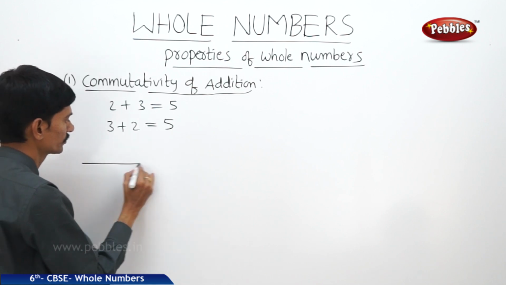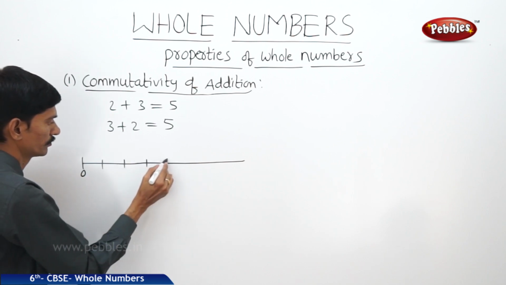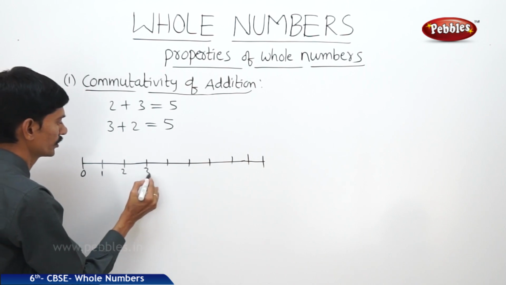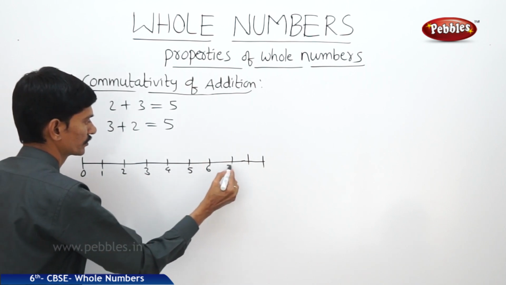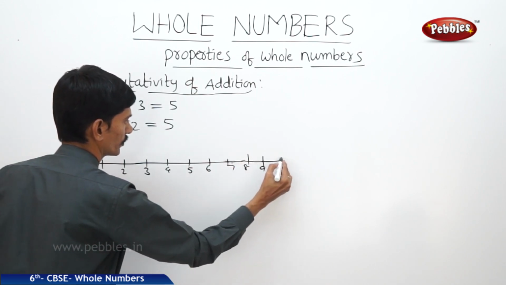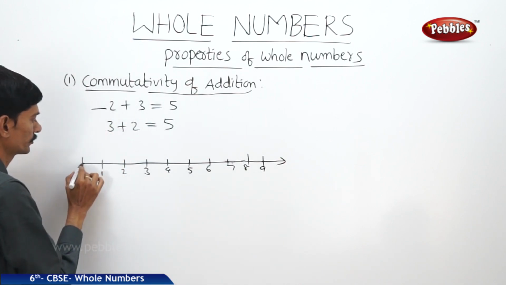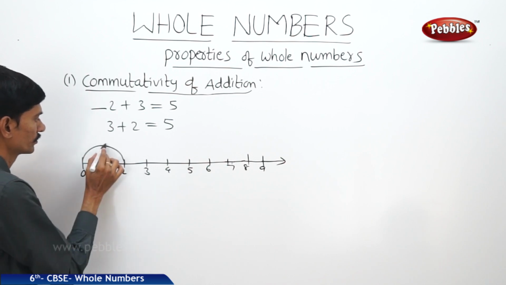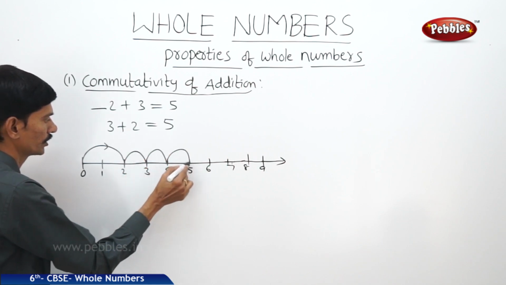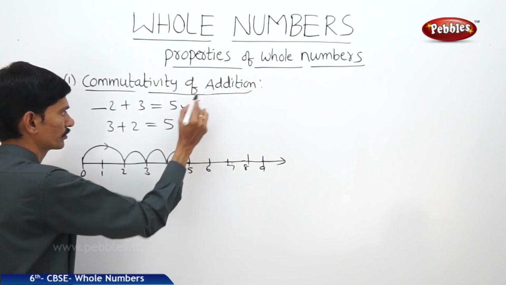So you can even check this result on the number line. 1, 2, 3, 4, 5, 6, 7, 8, 9, 10 and so on. Now the sum of 2 and 3 means first from 0 take 2 steps, then from 2 take 3 more steps, 1, 2, 3. So then we reach 5. So we can say that 2 plus 3 equals 5.